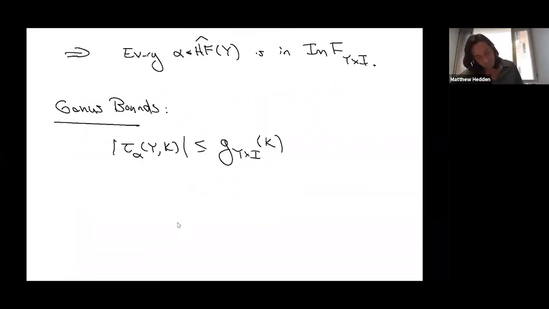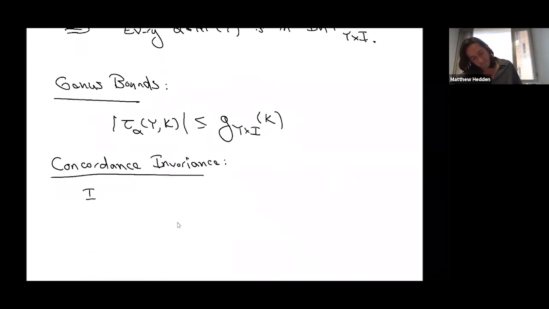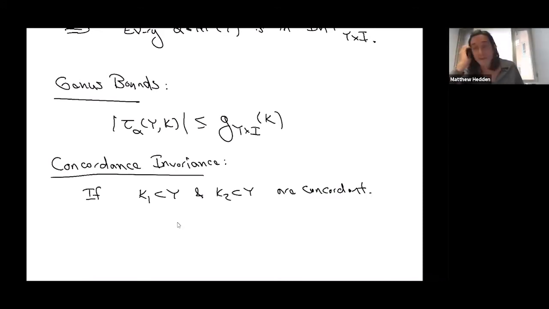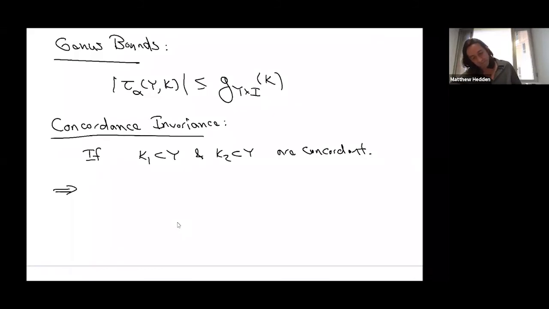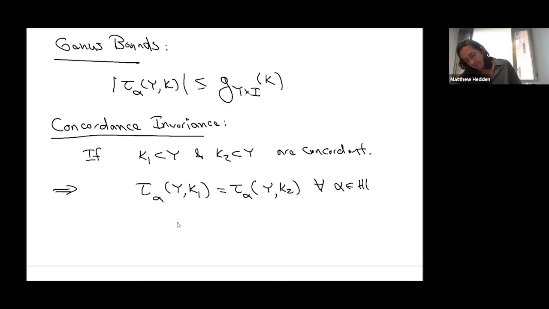Another application of this in this setting is that if K1 and K2 are concordant, that's to say there's a smoothly embedded annulus whose boundary maps to K1 and K2 in Y inside, so a smooth and properly embedded annulus in Y cross an interval, then tau alpha of Y, K1 equals tau alpha of Y, K2 for every class alpha in Y.